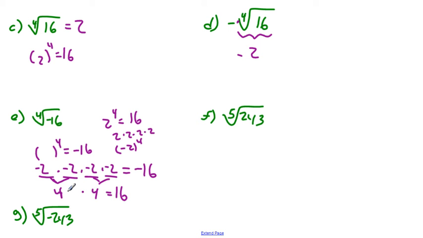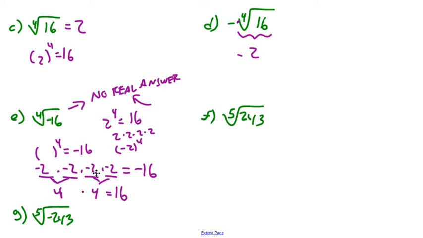What? So we try positive 2, that's a positive 16. We try negative 2, and that's a positive 16. But wait, we're trying to get a negative 16. So this one, and I'm going to give you the rule here after we're done with these examples, this one, the answer is no real answer. And real meaning that there is no number that you can find on the number line. There is no number that you can find that's going to make this true.